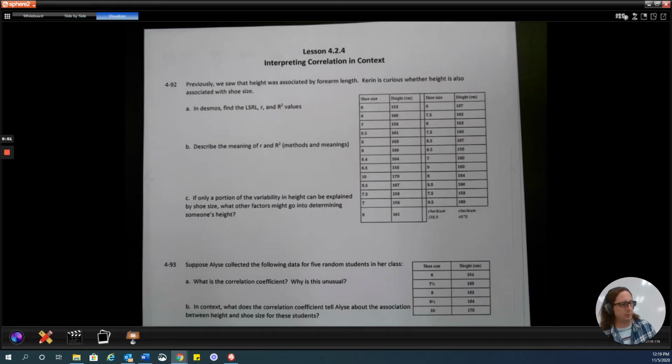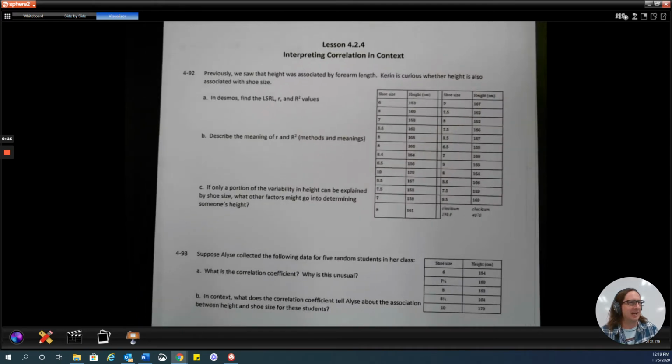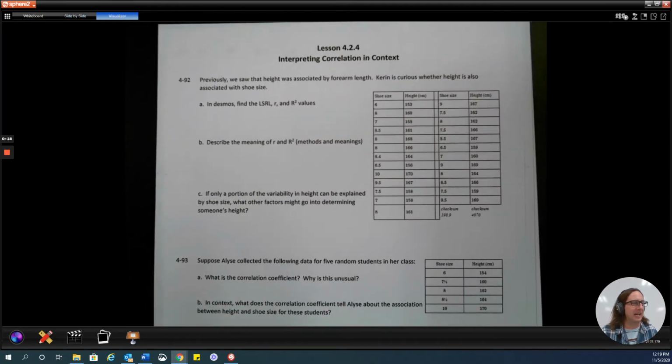All right, Advanced Math 8, we have our last lesson in Unit 4. It's lesson 4.2.4. So this is going to be interpreting correlation in context.